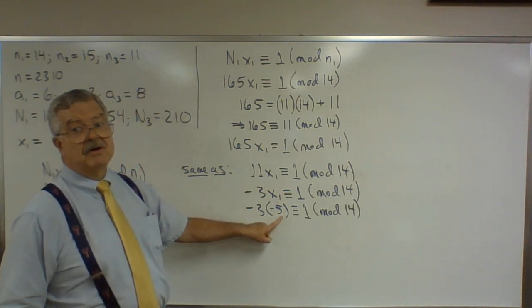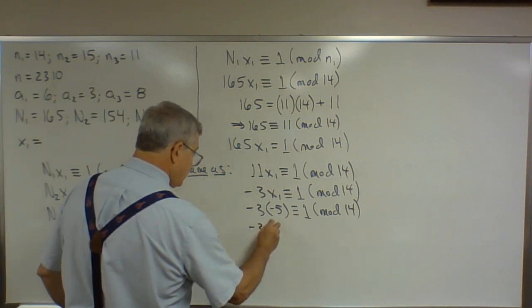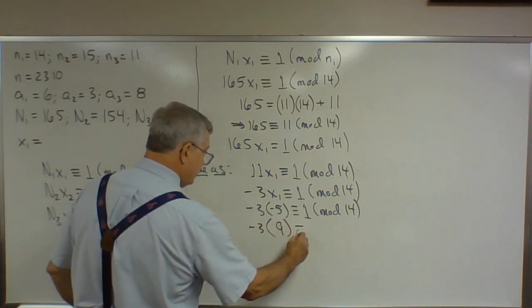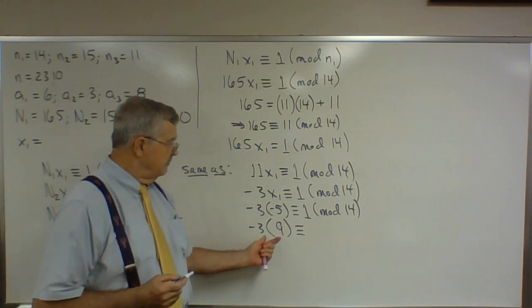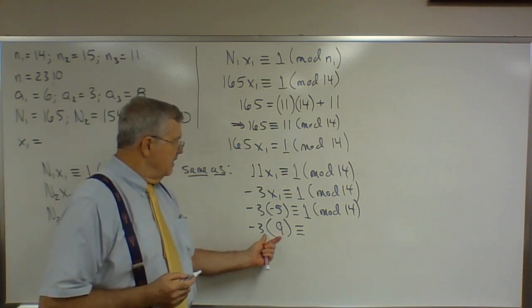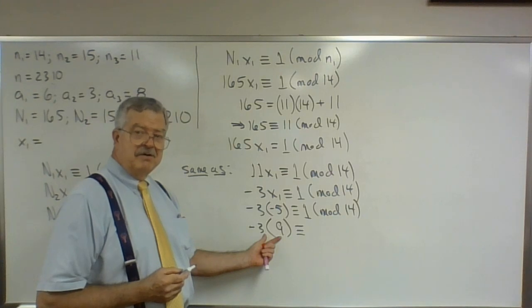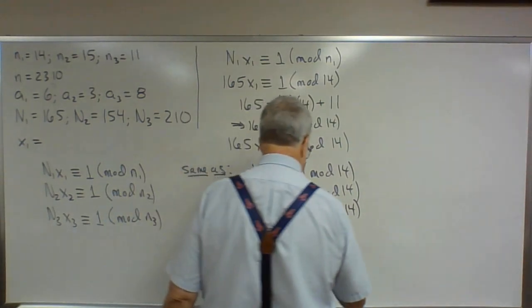I just add 14, right? Negative 5 plus 14 is 9. And is that congruent to 1? Let's see. Negative 3 times 9 is negative 27. Plus 14 is negative 13. Plus another 14 is positive 1. Yes, indeed.